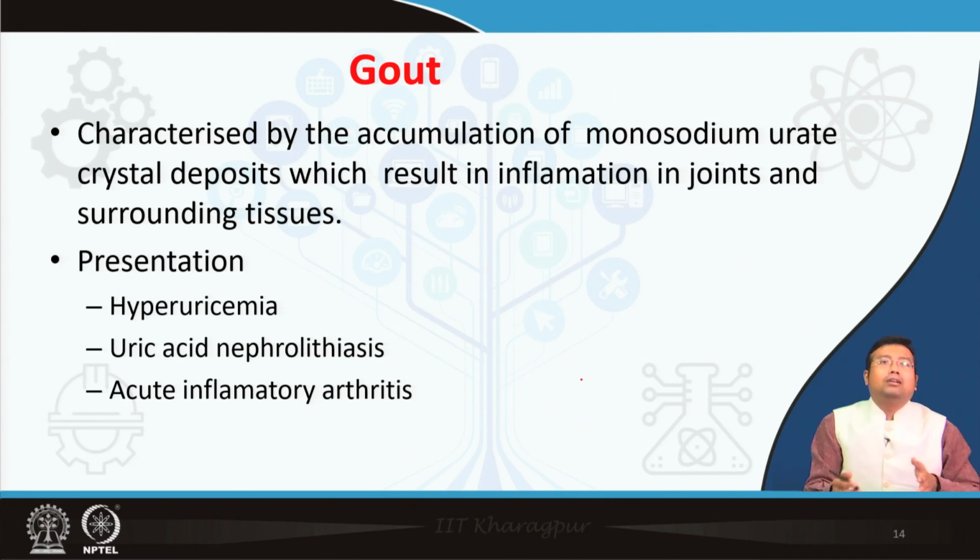Gout is the disease where there is accumulation of monosodium urate crystals that are deposited, resulting in inflammation in joints and synovial membranes. So synovial joints are characterized by deposition of needle-like monosodium urate crystals, leading to acute inflammation and excessive pain, leading to this disease known as gout. What are the characteristics? Hyperuricemia, acute inflammatory arthritis, meaning pain in joints, and also uric acid nephrolithiasis, meaning formation of uric acid stones in the kidney.